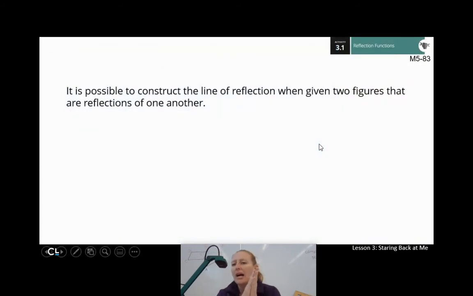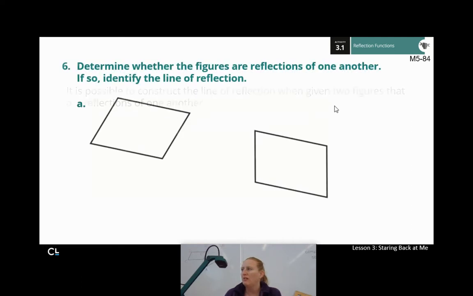So it is possible to construct the line of reflection when given two figures that are reflections of one another. Up to this point, last time we were given the line of reflection, we're given one of the figures, and then we were reflecting it. But what if I give you the two figures and ask, where's the line of reflection? It's possible to do that as well, because we know it should go right down the middle, perpendicular to the two figures.